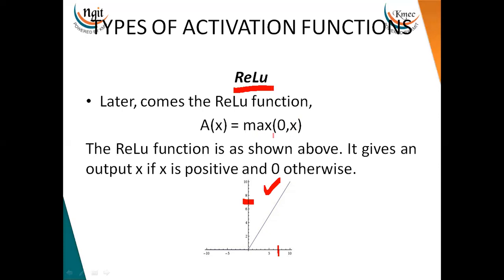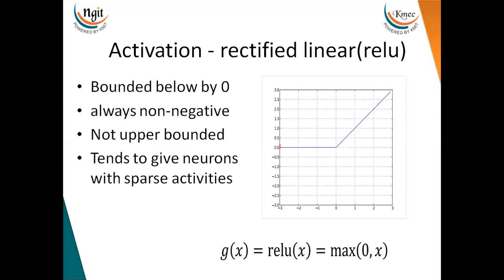Now, what it is saying is that you have to consider the maximum between 0 and x. As I'm considering the maximum between 0 and x, I will always keep my output in the positive region only. Here you can observe you are never going below 0, meaning you never go for negative values. It will always be non-negative. And it is not upper bounded, meaning there is no bound for your positive value. Any positive value that you can consider will not be limited.